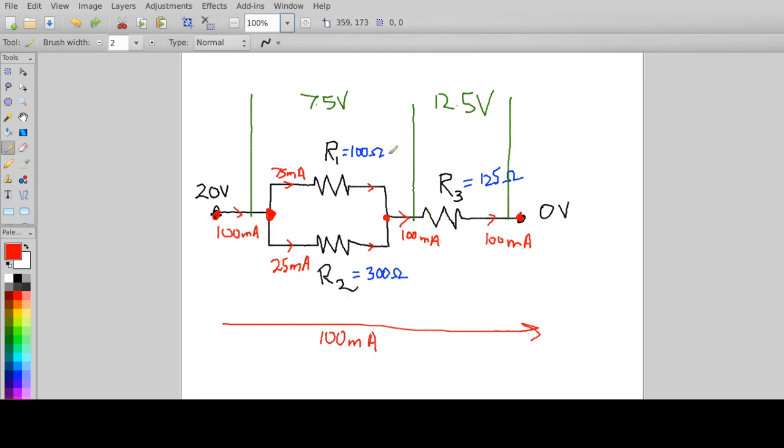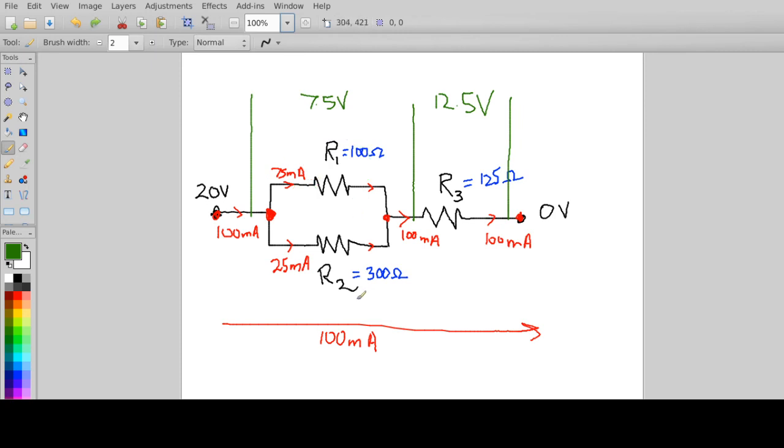Okay, so once we had the voltage drop across R3, we were then able to find the voltage drop across R12, and we found that to be 7.5 volts. Because these two were in parallel, the voltage drop across R1 is 7.5 volts. We know the voltage, we know the resistance, and therefore we know the current through it, because V is equal to IR. Great, and we found 75 milliamps.